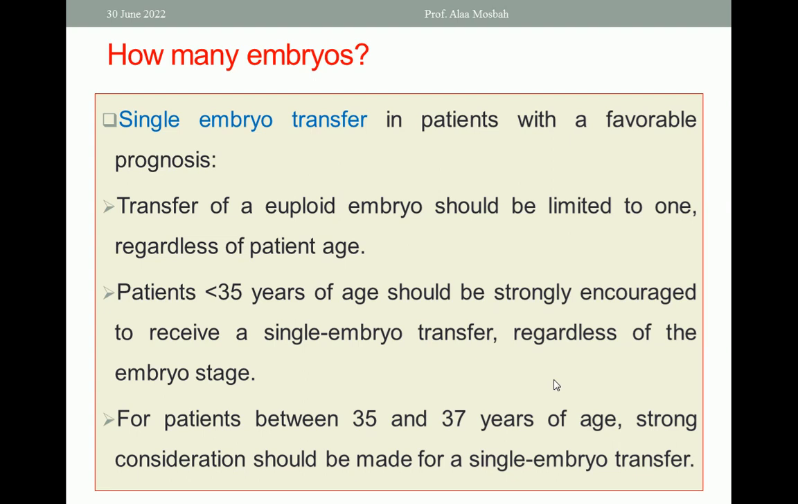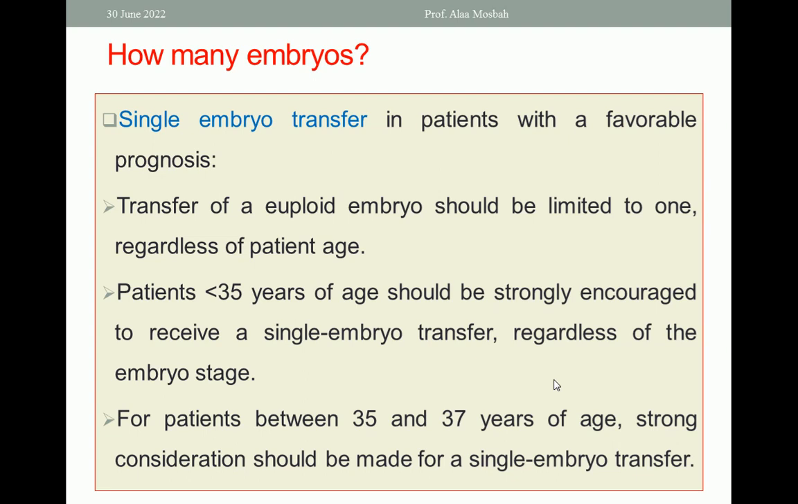What is this category of women with favorable prognosis? If you transfer a euploid embryo, meaning normal after you do pre-implantation genetic testing, transfer only one embryo regardless of the patient age, as recommended by the guidelines. If the patient is below 35, she should be strongly encouraged to receive a single embryo transfer, regardless of the embryo stage, 3 or 5 days after fertilization.